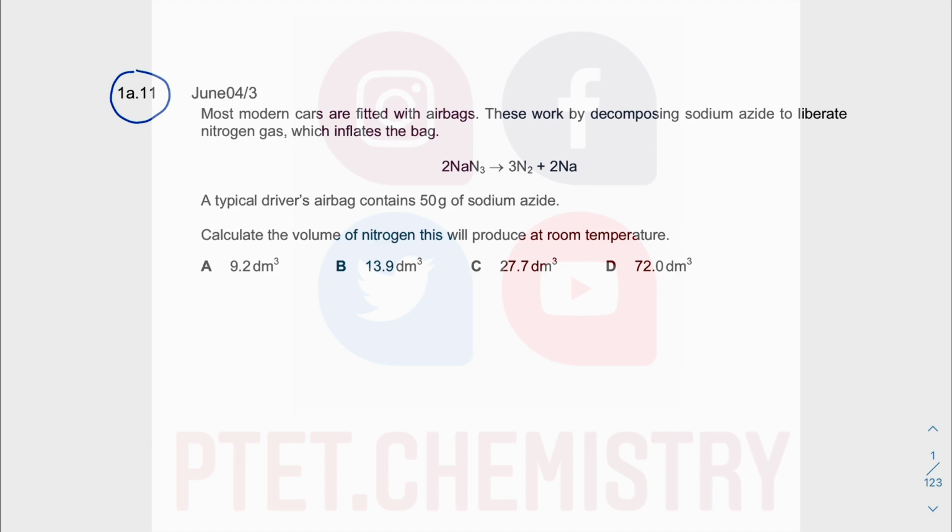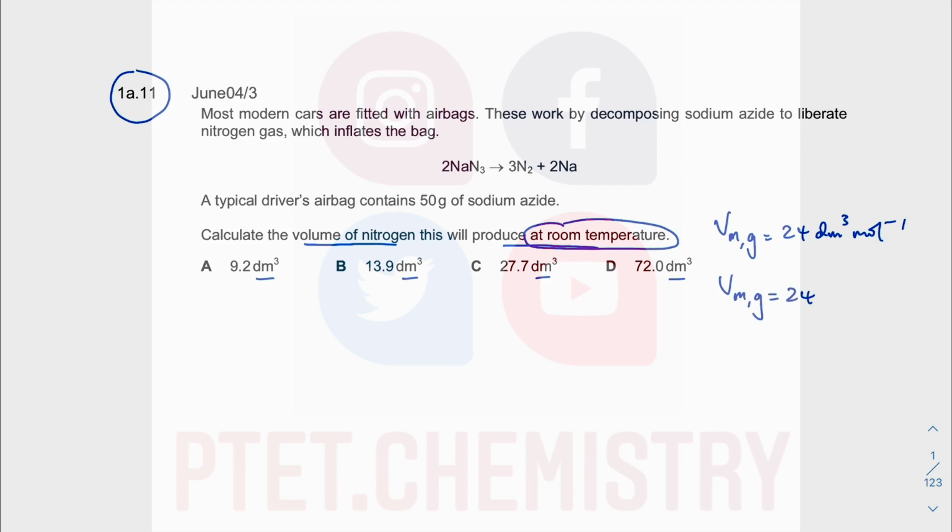Without further ado, this question is asking you on the volume of nitrogen that this reaction will produce at room temperature. So we are under room temperature conditions, so we can think about the molar volume of gas being 24 dm³ per mole, and that's because they were giving us the option to work in dm³. But of course, if they give you the option in cm³, we could have also opted to use 24,000 cm³ per mole for our calculation instead.